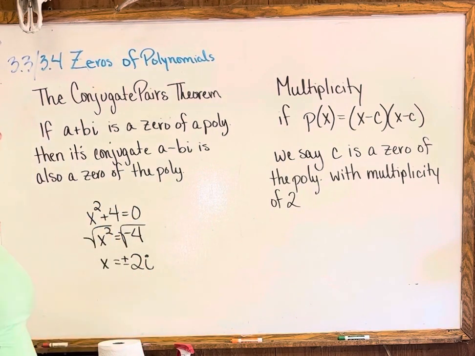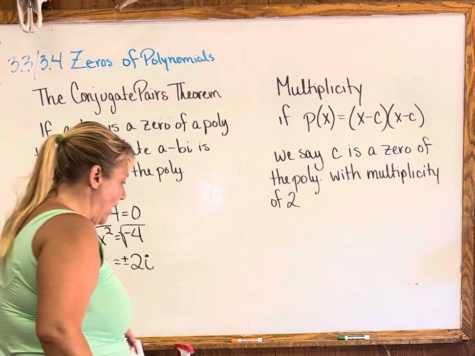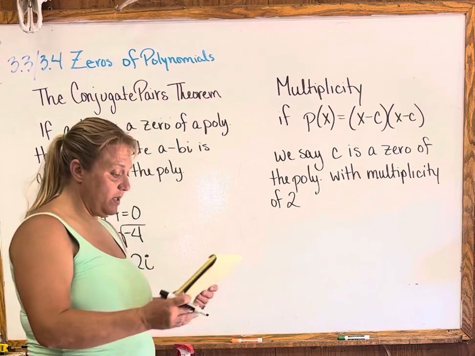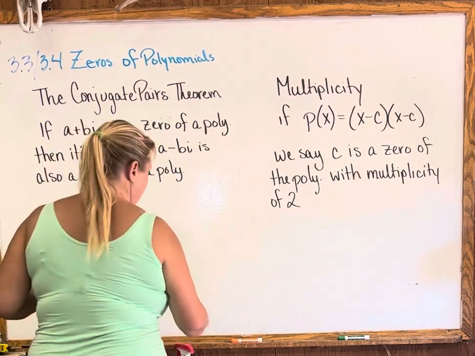So what the multiplicity theorem, if we will, says is that every once in a while you are going to have a polynomial that has the same number as an answer a couple of times. So let's look at that right away. I hate to kind of blow the surprise for you, but let's look at that one. All right, let's see, where's my eraser?